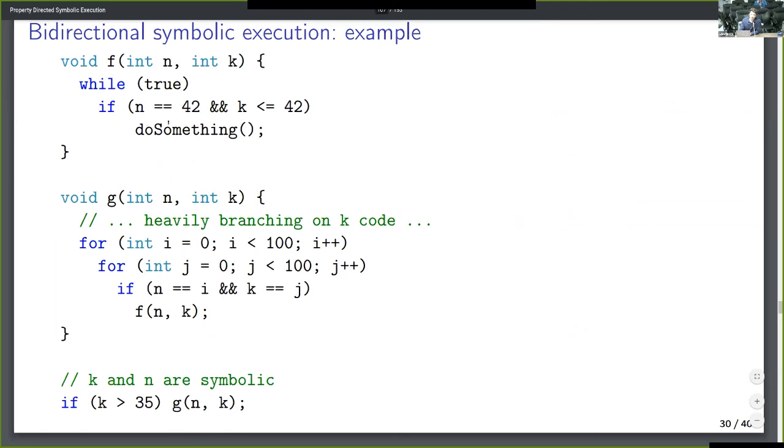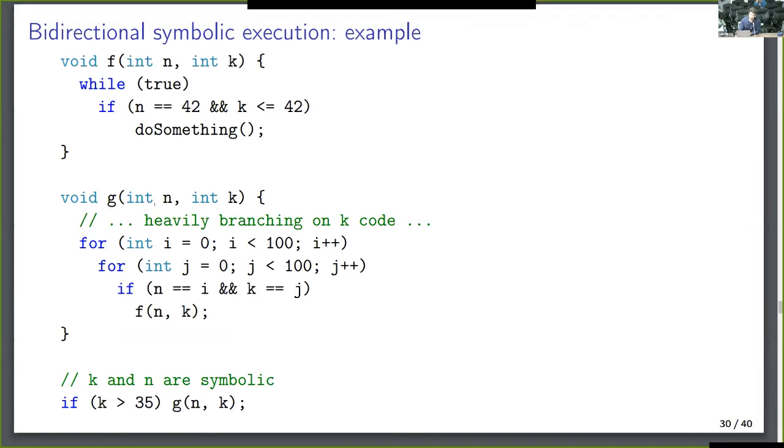If we propagate this do something back, we can successfully skip this while true loop. But when it tries to get through this heavily branching code on k, unless it knows the requirement on k, it will get stuck. But the forward propagation knows that k is greater than 35, and then it will quickly go through this heavily branching code on k. So the idea is to conjoin the results of the forward and backward propagation, and this is what happens here.